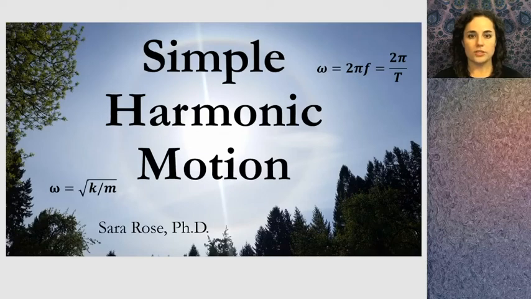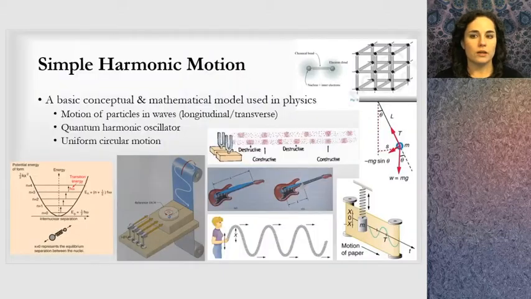This is a lesson on simple harmonic motion, in a unit on simple harmonic motion and waves. Simple harmonic motion is a basic conceptual and mathematical model used in physics that arises from the spring model of materials. It describes motion of particles and waves. It's such a useful model because of this: motion of particles and waves.